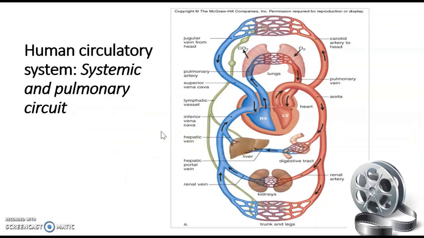Now we shall move on to the description of systemic and pulmonary circuit. Pulmonary circulation moves blood between the heart and the lungs. It transports the deoxygenated blood to the lungs to absorb oxygen and release carbon dioxide. The oxygenated blood then flows back to the heart. Systemic circulation, on the other hand, moves blood between the heart and the rest of the body.